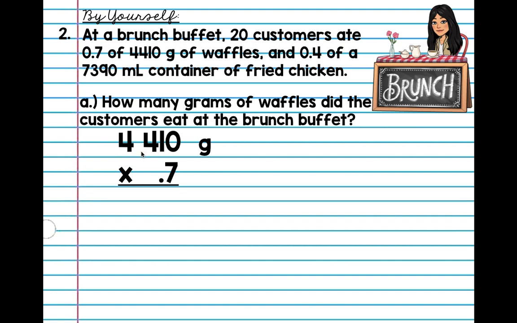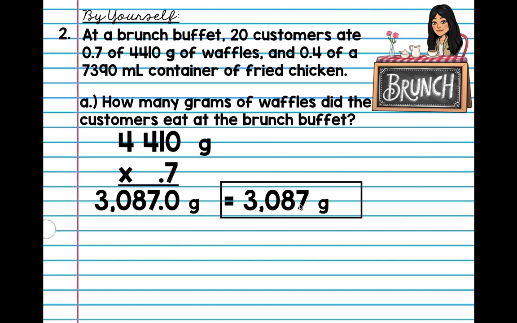Okay, so we have 4,410 times 0.7, and we have 3,087 grams. When you are answering word problems, do not put point zero. So your answer really is 3,087. This here is the same thing as this. Okay, so point zero, same thing. All right, good job, guys.